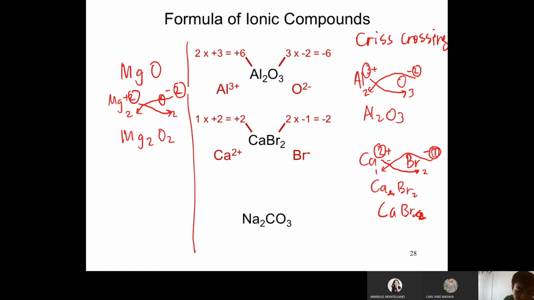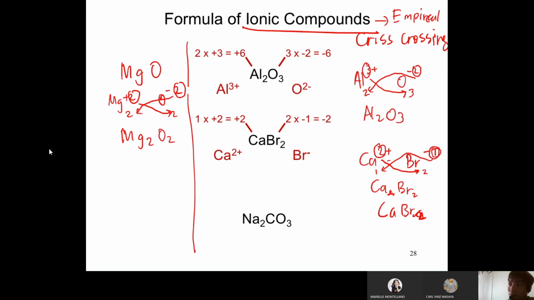Okay. Okay, so yan ba yan? Ganito. For ionic compounds, usually, ang kanilang formula ay expressed as empirical formulas. No? Empirical formula usually ang ionic compounds. That means reduced to lowest terms palagi.